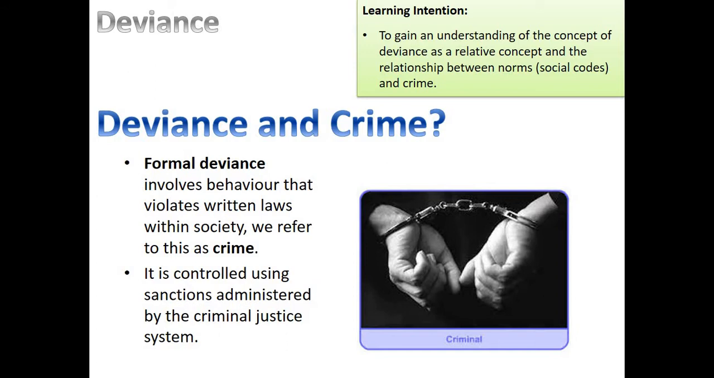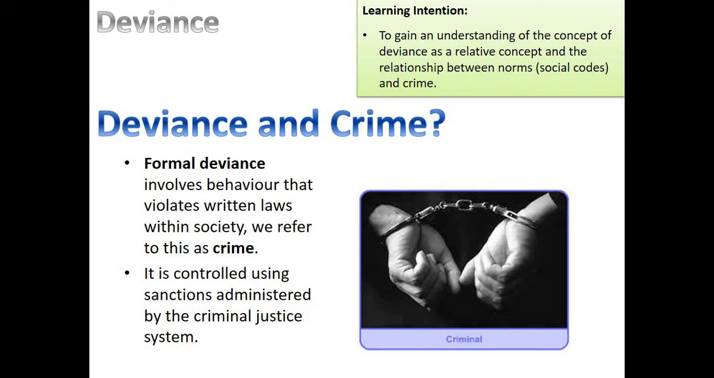So the relationship between deviance and crime. To commit a crime is an act of formal deviance. So it involves behaviour that violates written laws within society. We refer to this as a crime. It is controlled using sanctions administered by the criminal justice system, such as imprisonment, fines, all that type of thing.